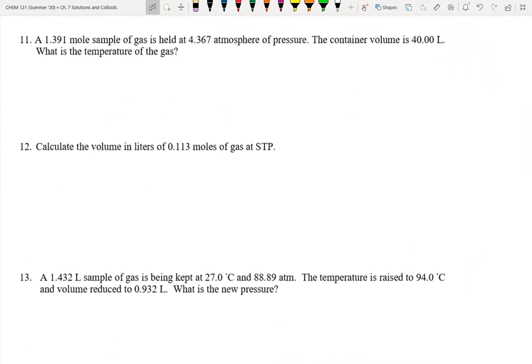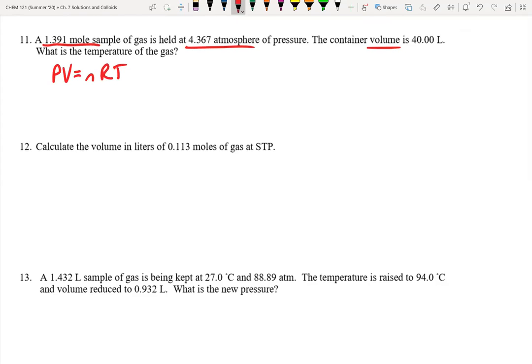11, 1.391 moles of sample gas is held at 4.367 atmospheres of pressure, and the container volume is 40 liters. What is the temperature of the gas? And a few people have asked if I'll give the gas equations. I will, but that doesn't mean you shouldn't know how to use them or which one to select. For this one, I know that I'm being given pressure, volume, and moles. So I would go ahead and do PV equals nRT.